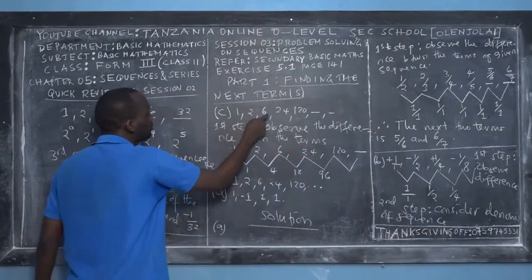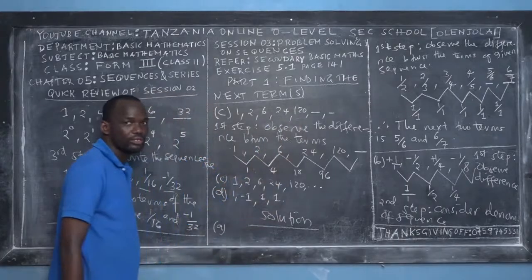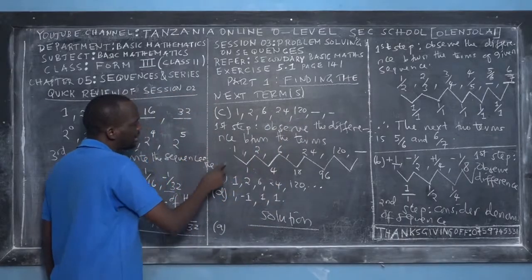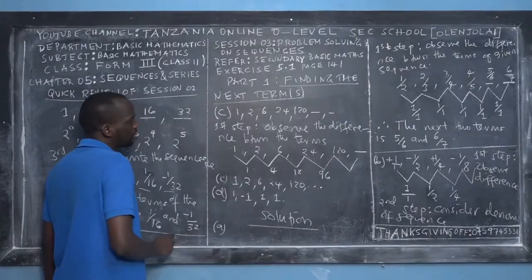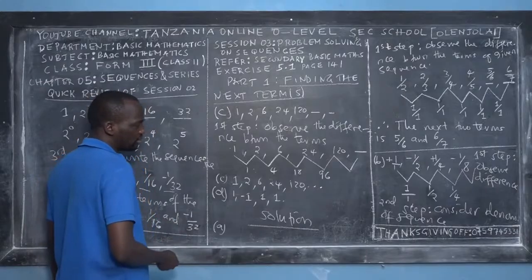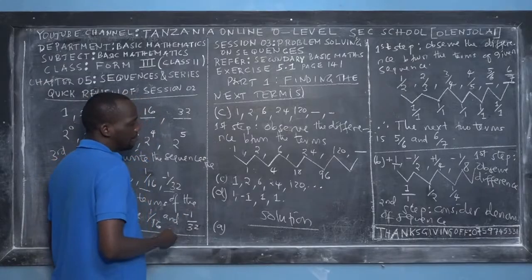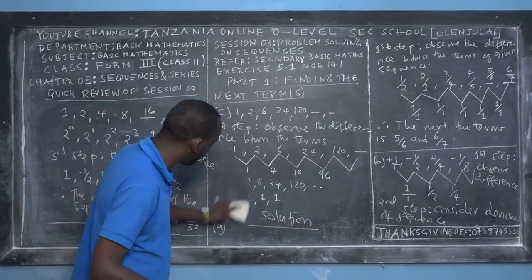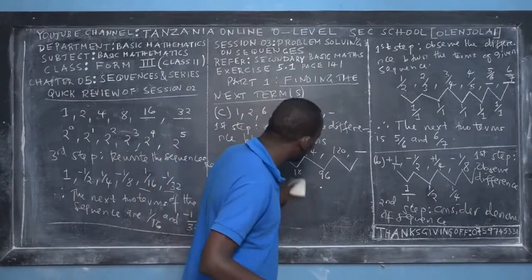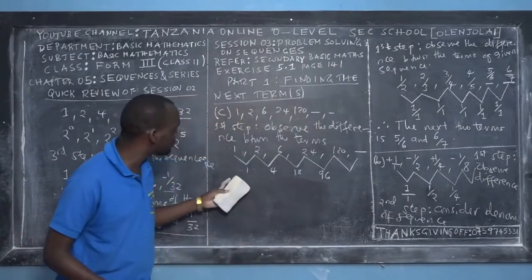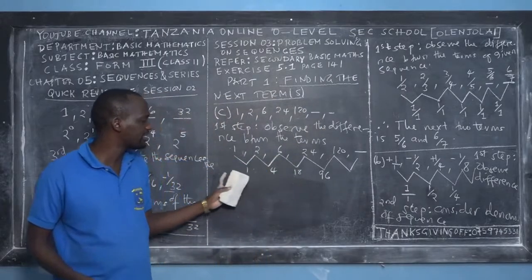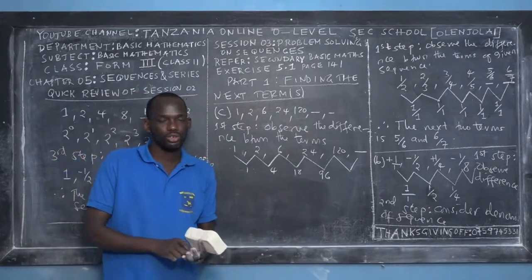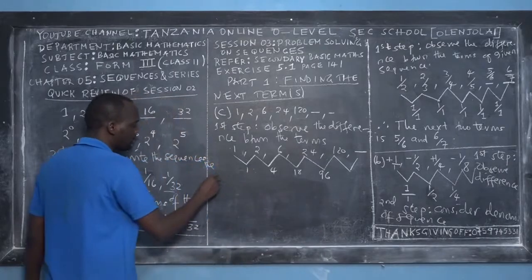So we have 1, 2, 6, 24, 1, 2. So the first step, always you have to examine the differences, or the relationship between these terms. So if you examine them, we find that we don't have a common difference. So no commonality, no common difference.